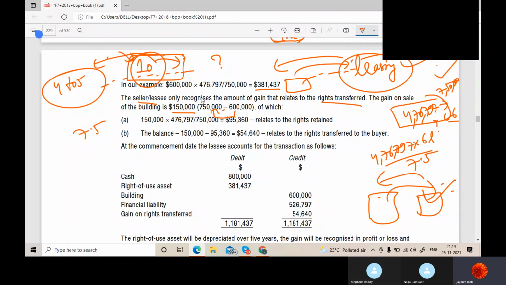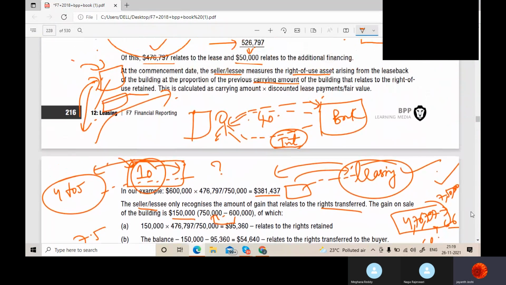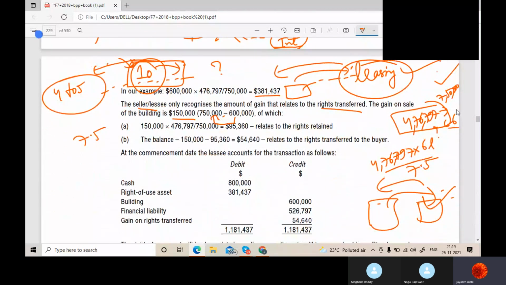Yes, sir. But he has retail, but 4,76,797 is what? It is the one which is related to lease amount. So the seller or lessee only recognizes the amount of gain that relates to rights transferred. So the gain on sale of building is this, of which you need to bifurcate. You should bifurcate this between two things, between rights retained and rights transferred to the buyer. Okay. So how will we bifurcate this one?